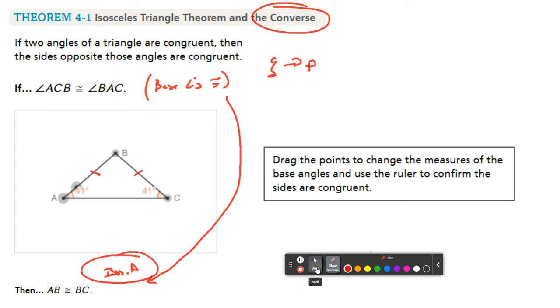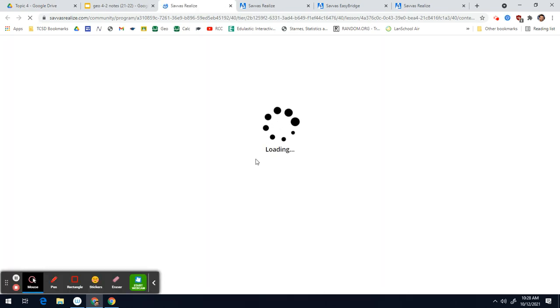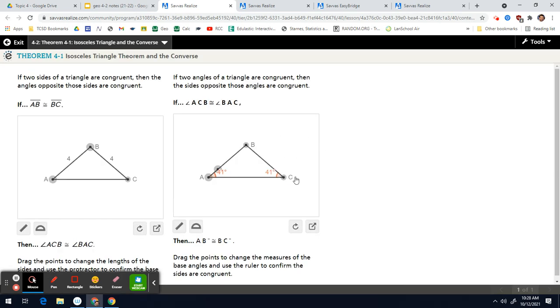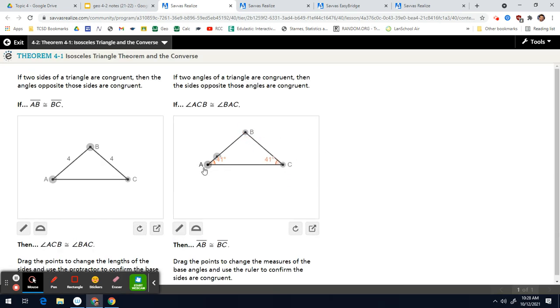All right, so now let me go to the interactive page here, and let's talk about the isosceles triangle. So on the right-hand side here, here's your congruent angles. Again, I can change, what can I change? I can change that, okay? So let me change this to, sure, 67, 67.